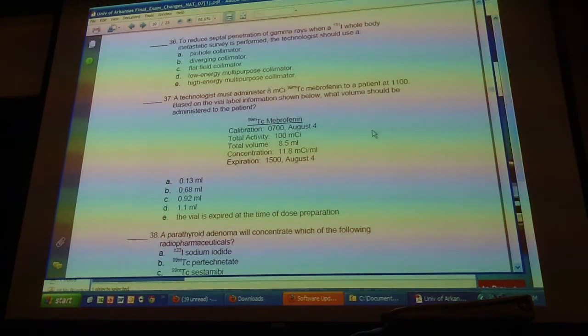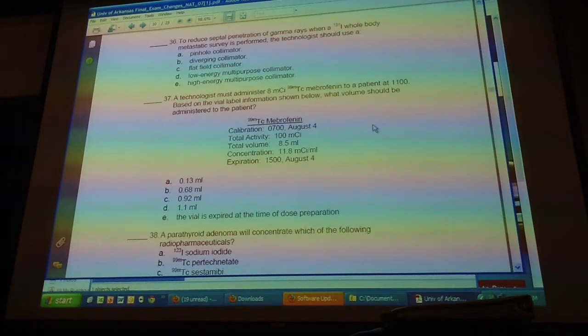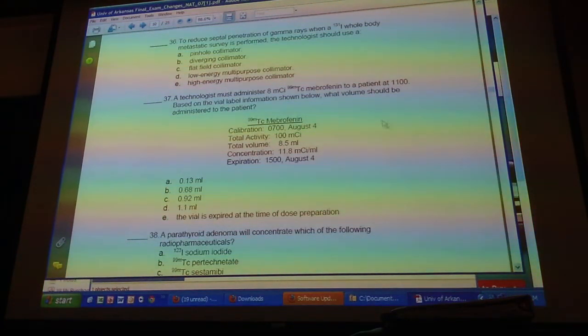Technologists must administer 8 millicuries of nebuprofenin at 11 a.m. Based on the vial information, what volume should be administered?